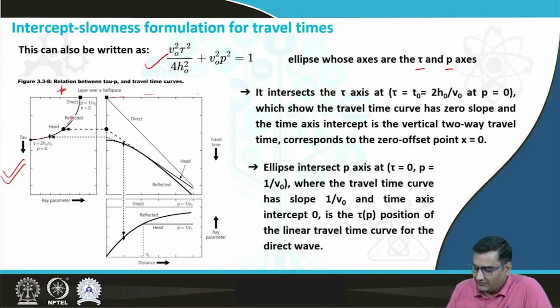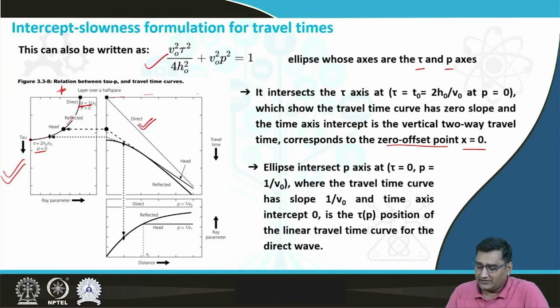Now what you will observe is that when the ellipse intersects the tau axis at p is equal to 0, then the value of the intercept will be equal to the two-way travel time, that is 2h naught by v naught, and that basically is the zero offset point, that is x is equal to 0. And when this ellipse intersects the p axis at tau is equal to 0 and p is equal to 1 by v naught, that is basically representing that the slope of the travel time curve is 1 by v naught, that is similar to the direct wave arrival.